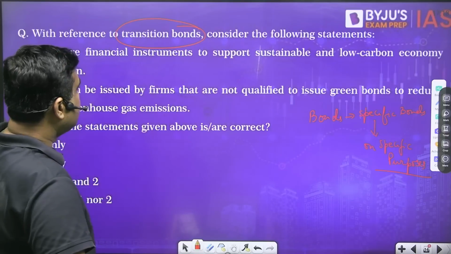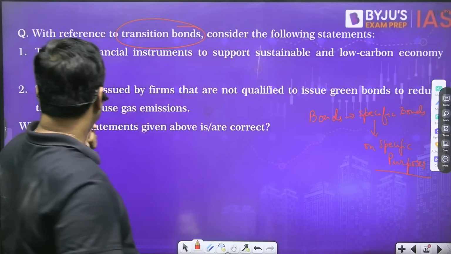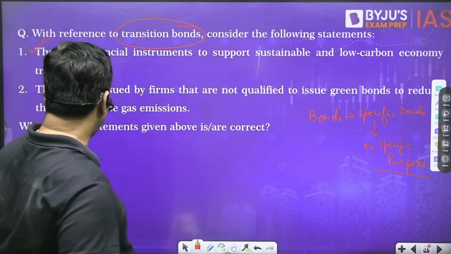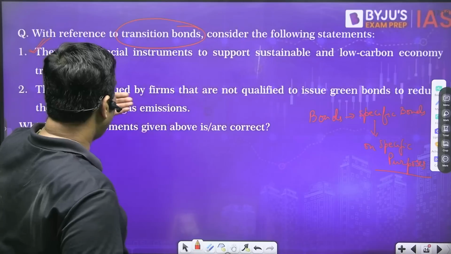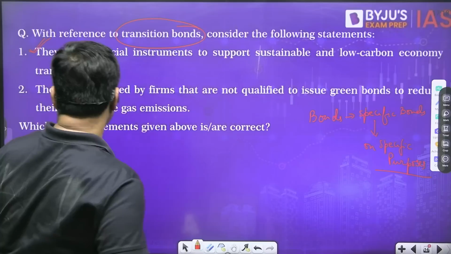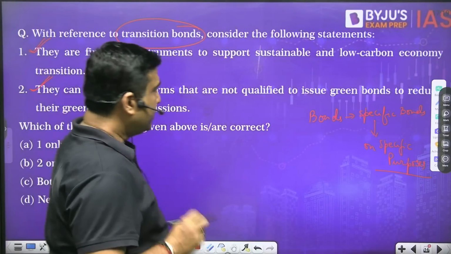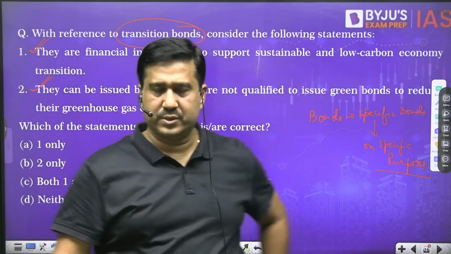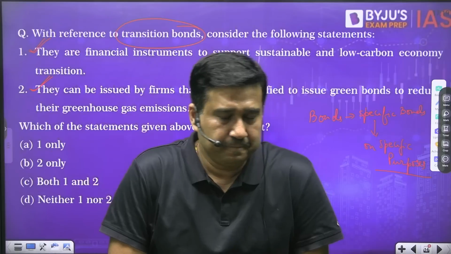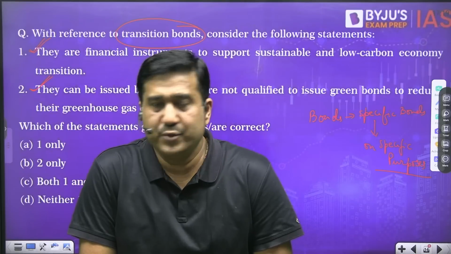They are financial instruments to support sustainable and low carbon economy transition. Absolutely correct. That is the main purpose of transition bond. Second, they can be issued by firms that are not qualified to issue green bonds to reduce their greenhouse gas emission. Correct. Because if you wish to issue green bonds, you have to fulfill multiple regulatory compliances. And if those compliances are not filled, you are not qualified to issue green bonds.